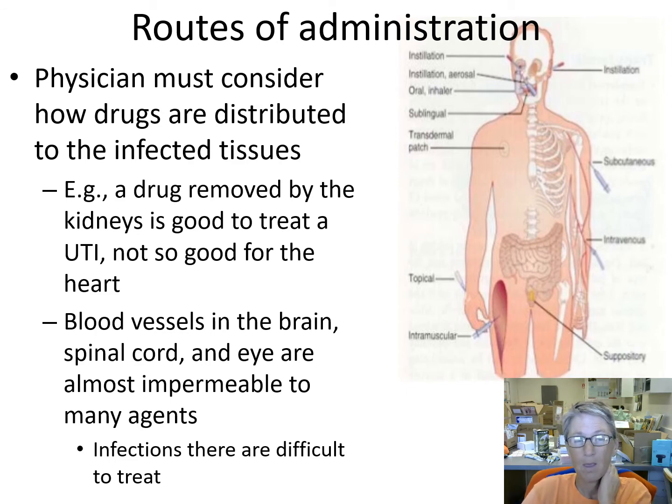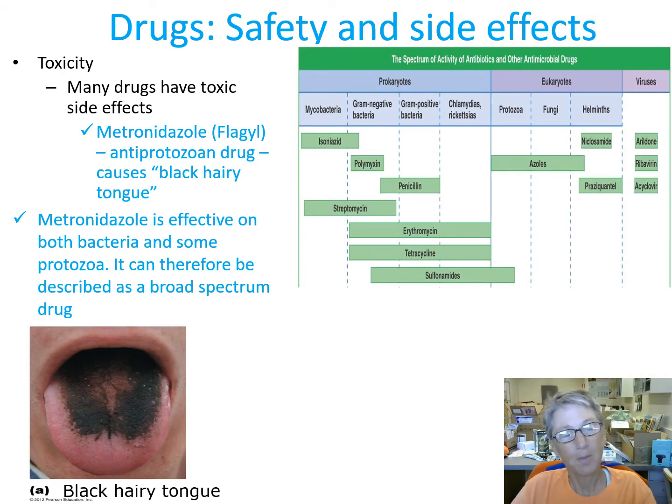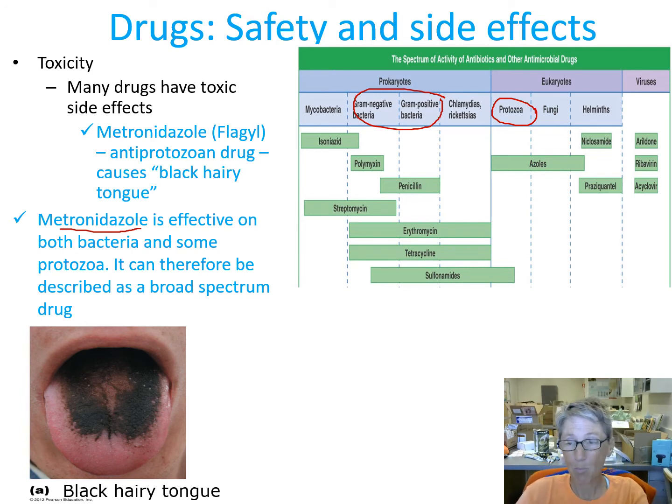For example, if you have a drug and it's removed by the kidneys, that's not a good drug to use to treat a urinary tract infection. It's not so good for the heart. Sorry, this slide I've stopped a couple times. But anyway, this drug, metronidazole, I bet that's how you say it, is effective on both bacteria and protozoa. So we have protozoa here and bacteria over here. So it's effective on both of those. So you would call this drug a broad spectrum drug.